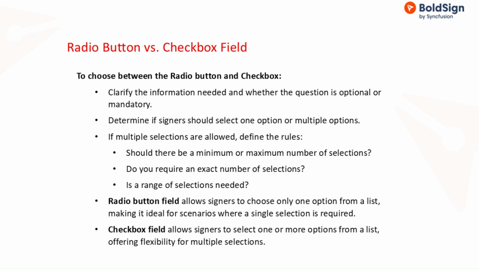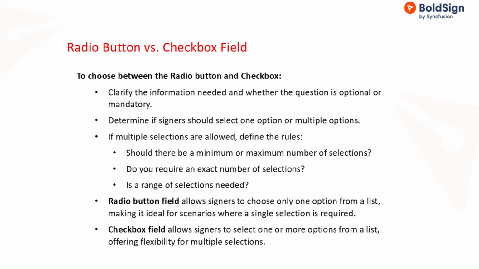The first step is to gain clarity on the information you want to collect. Consider whether the fields can be skipped or if it is mandatory for signers to complete. Determine whether you want signers to provide one option or multiple options. If multiple options are allowed, decide if you need a minimum, maximum, exact number, or range of selections. Although it might seem unnecessary to consider all these details, it is essential when building your documents, as this approach ensures the accuracy of the information your signers provide.